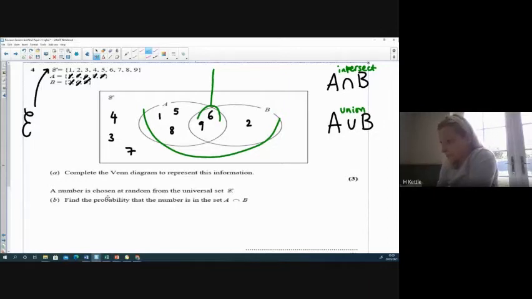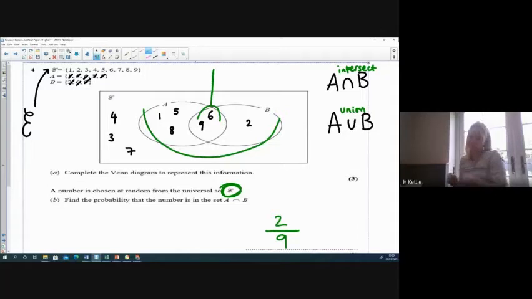So we've been asked the probability that the number is in the universal set, and we're picking from the whole universe. So we know that this is out of 9 because we know that the universal set has 9 items in it. Find the probability that the number is in the set A intersect B. Well, there's only 2 numbers in the intersection, so my probability is 2 out of 9.